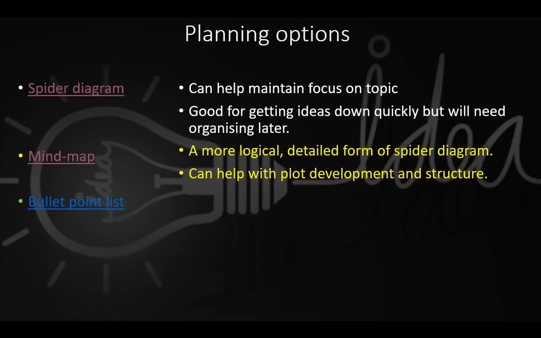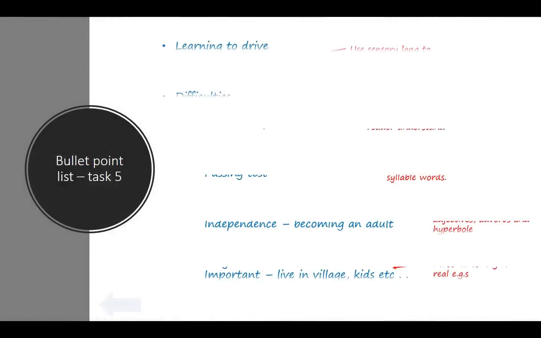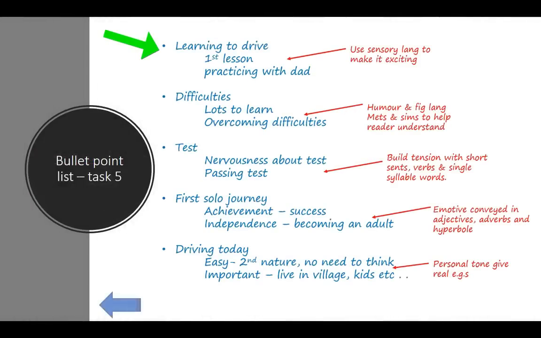Another favourite option is the bullet point list, and for many people this is the easiest thing to do, and it works. It can help with structure, it can help with the linking of ideas if you do it well. So let's look now at the plan for that task rendered as a bullet point list. So you can see again I have 5 bullet points. My 5 bullet points are my 5 paragraphs, and I've indicated the content of those paragraphs.